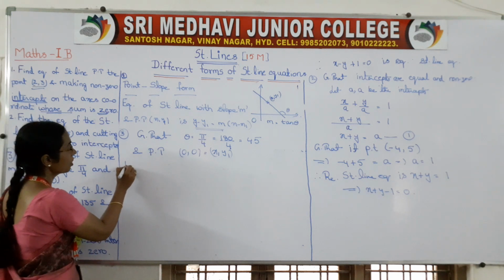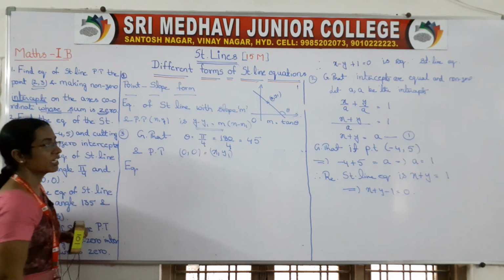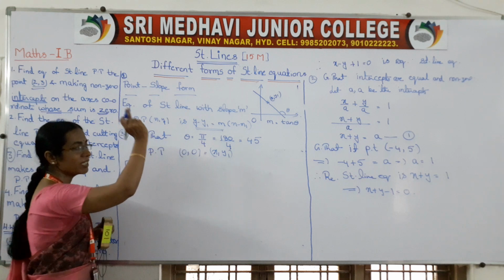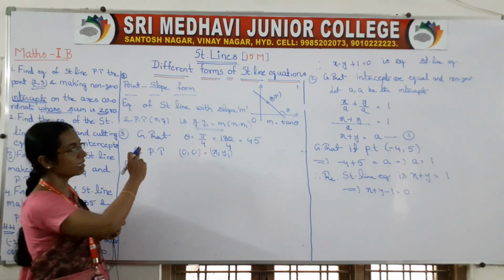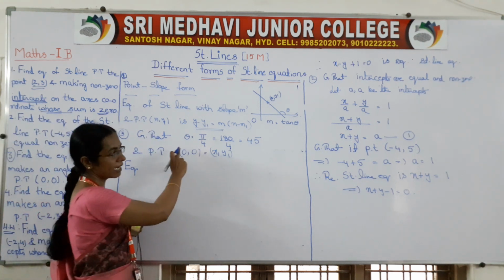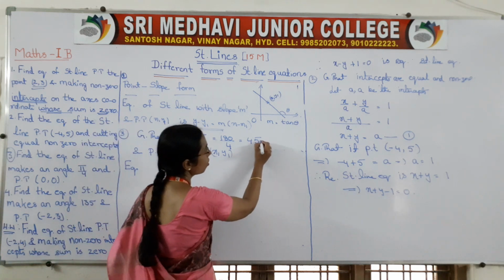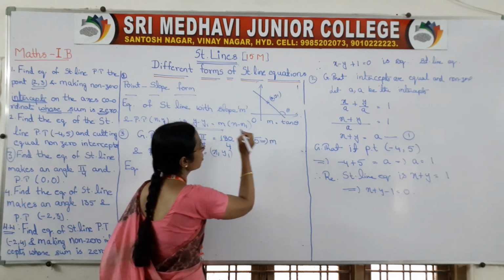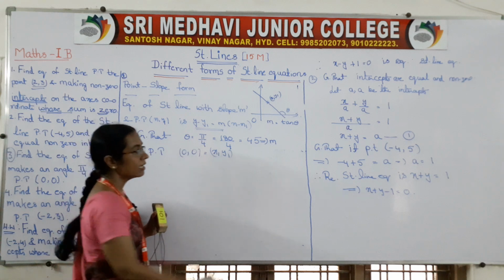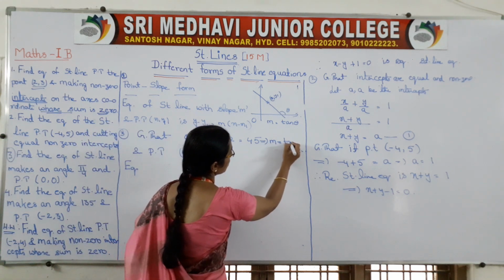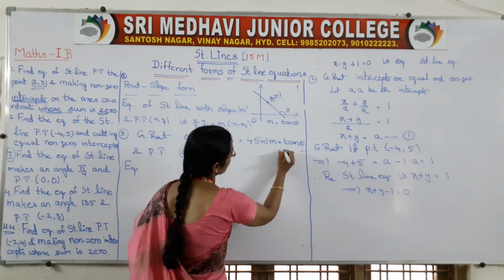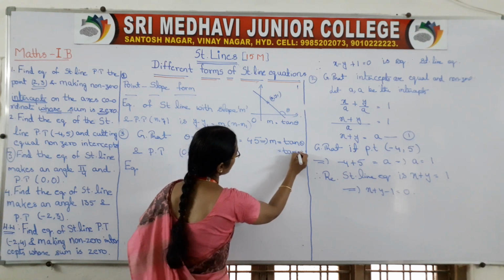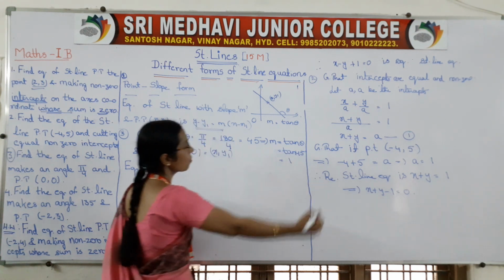So what is the formula for the equation of a straight line when the slope is given to you? Isn't it, girls? Slope is given to us? Yes, indirectly it is given to us. How? Once we know theta, we can easily find the slope. m is equal to tan theta, is equal to tan 45, is equal to 1.